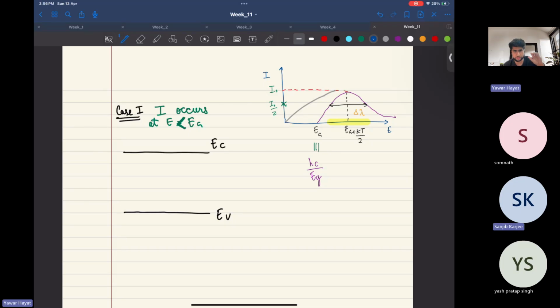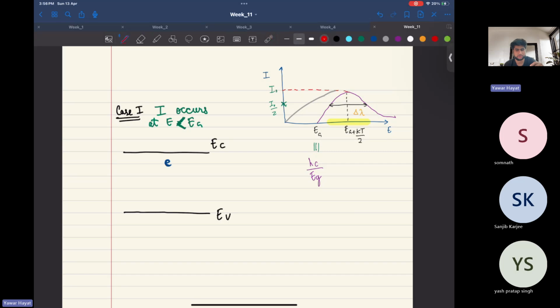Between EG, you are saying that the electron should be somewhere around here. Where should the hole be? See, for a photon to emit or light to emit, you need an electron and a hole, and they have to recombine. Where is the hole present in your case?